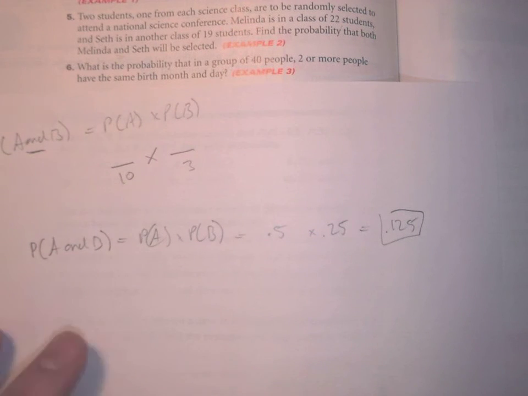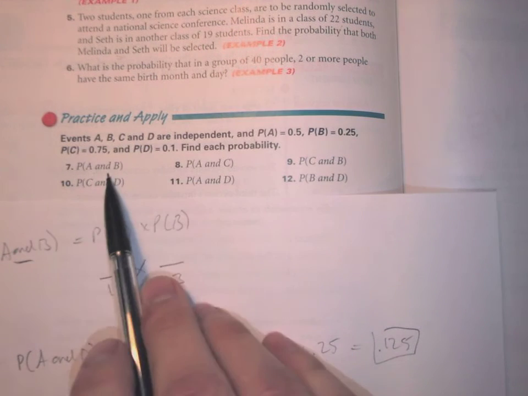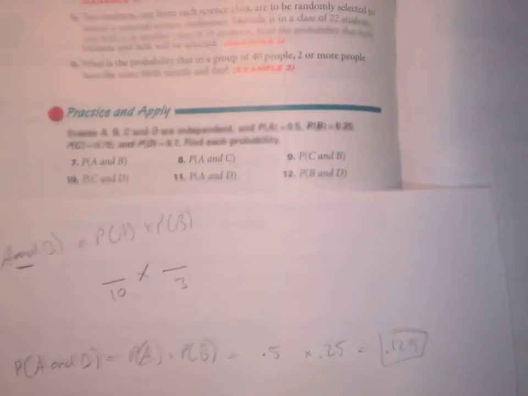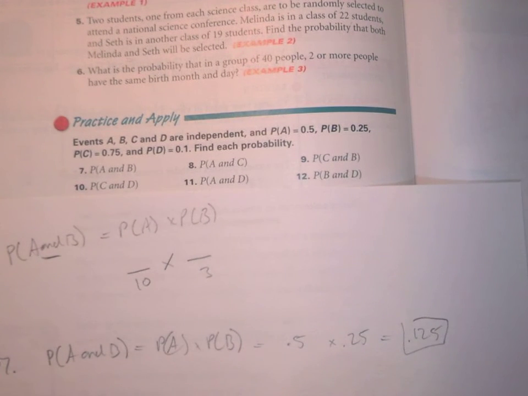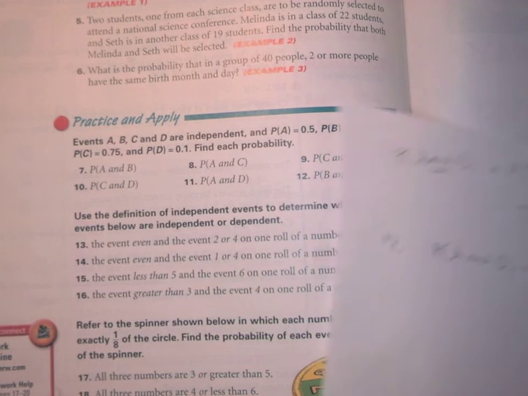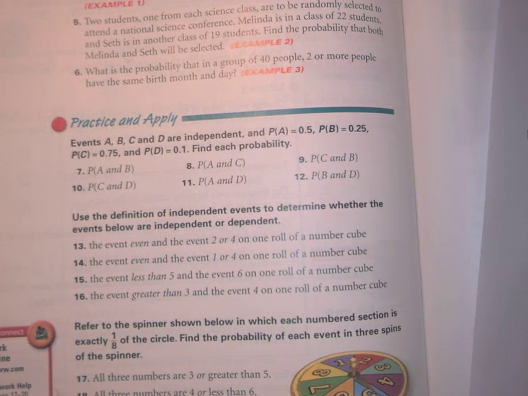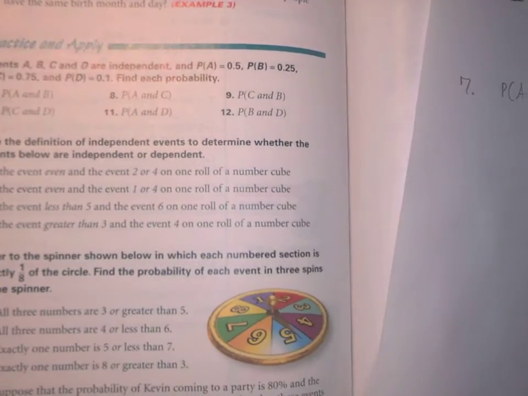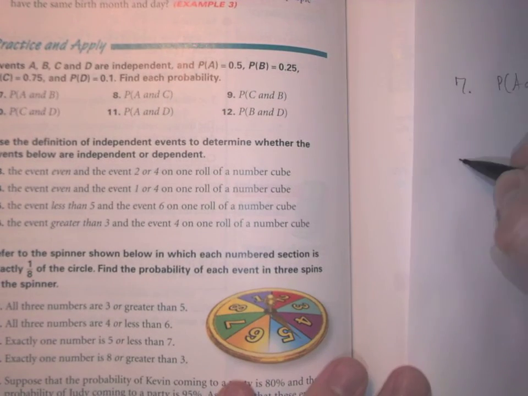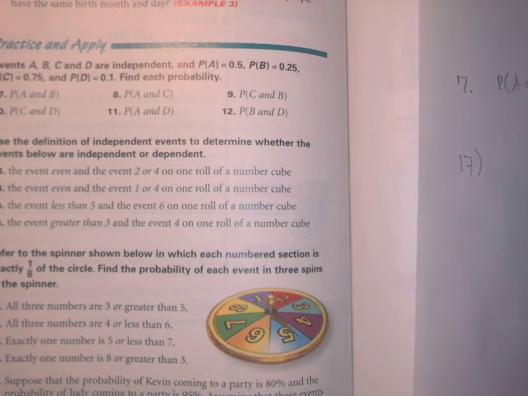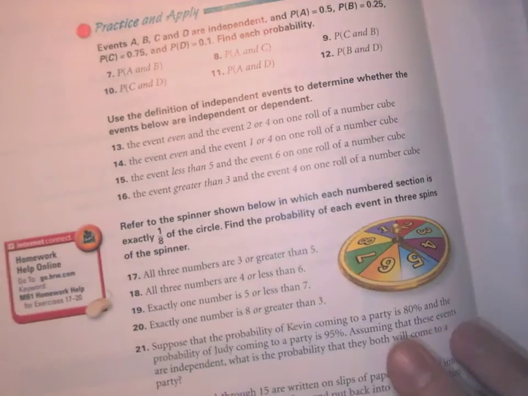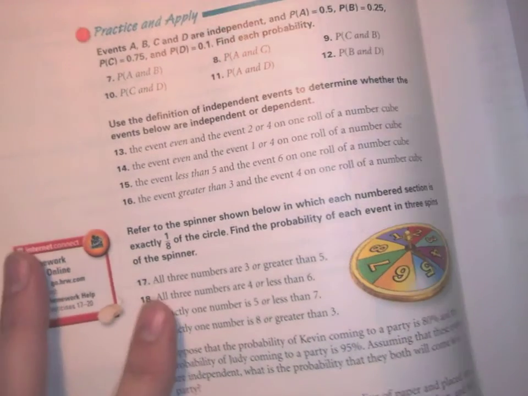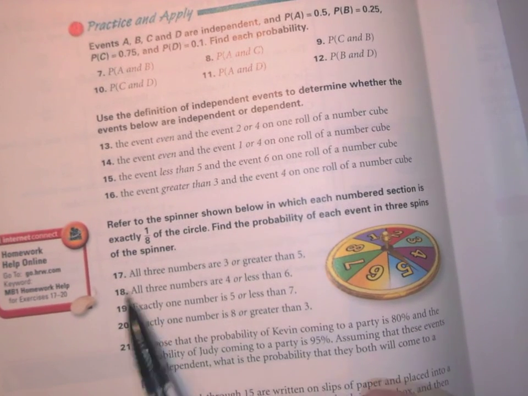We know they're independent, so the probability of A and B is the probability of A times the probability of B. Since they give you those probabilities, you're just multiplying here. No big deal. Okay, let's look at number 17. I'm just going to look at one from each little section here.